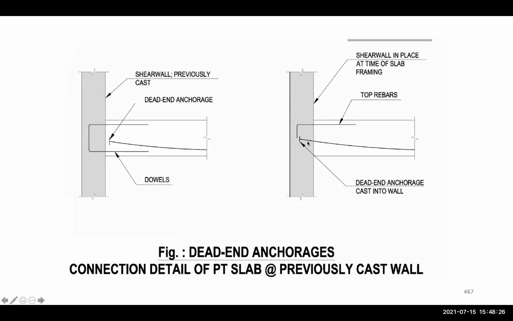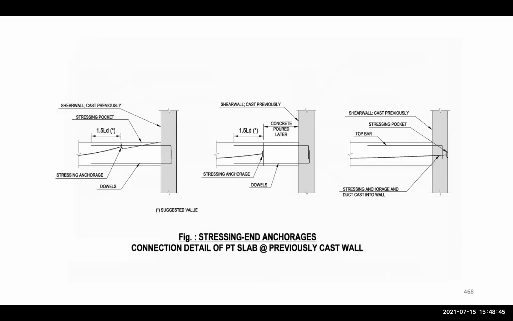So here, for example, we have a dead end anchorage cast into the wall. Okay, so that's a previously cast wall, but we have a dead end anchorage that's cast in the wall. And here we have, for example, a dead end anchorage that is placed here, but that pre-stressing would be from the other end. So this can be done like this, and you can see the reinforcement that's provided.